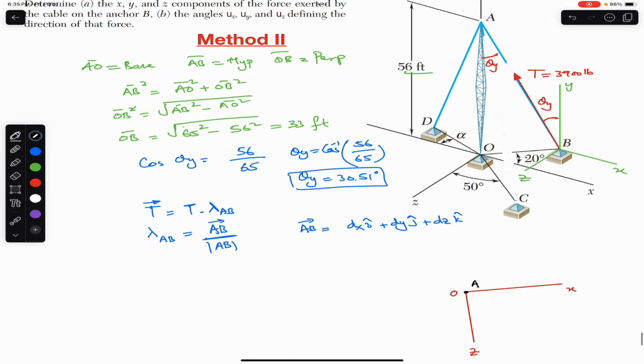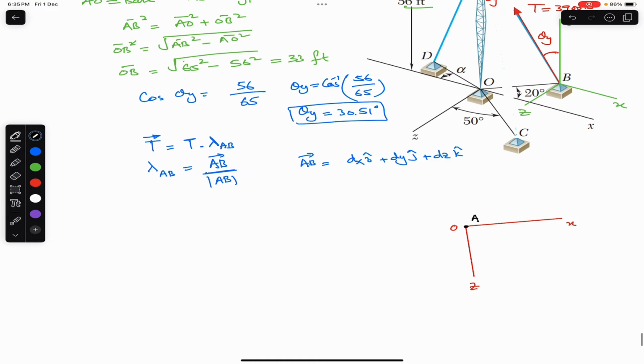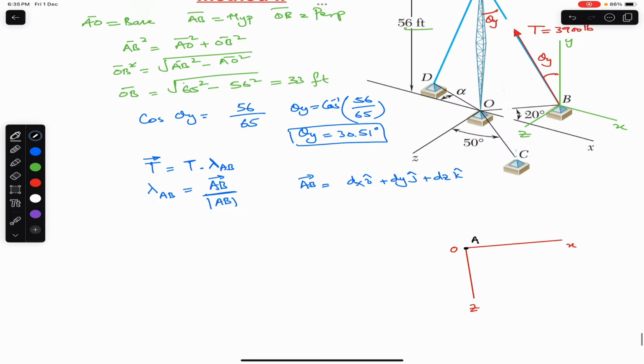And somewhere here is our point B. Let's say this somewhere here is my point B, and this is our OB projection, and this OB is making 20 degrees, that is given. This particular point is B, and this is OB.